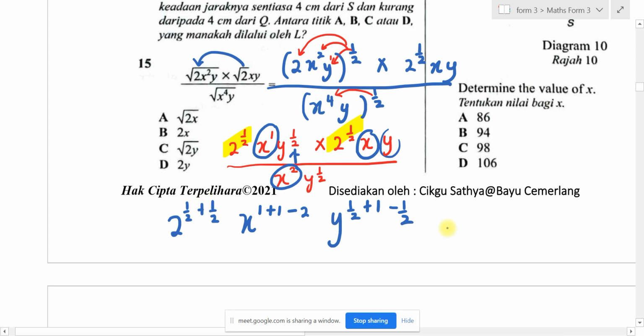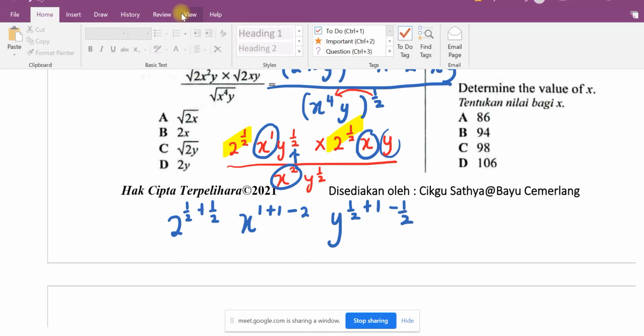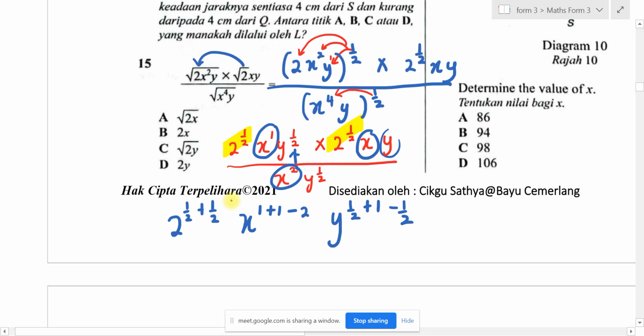Now you just need to simplify them. That's it. 1 over 2 plus 1 over 2 is 2 power 1 lah. So you can put 2 only lah. X, I just follow here lah. 1 plus 1 is 2. 2 minus 2 is 0. And then y, you get power 1 only.